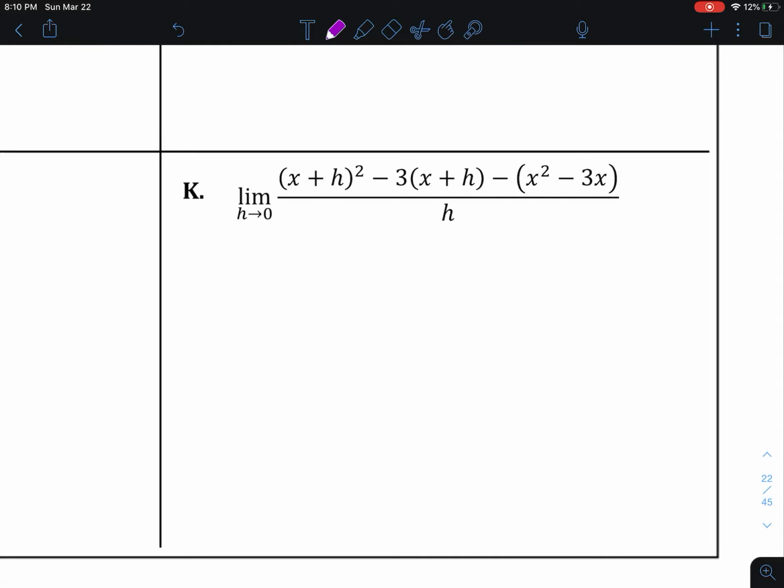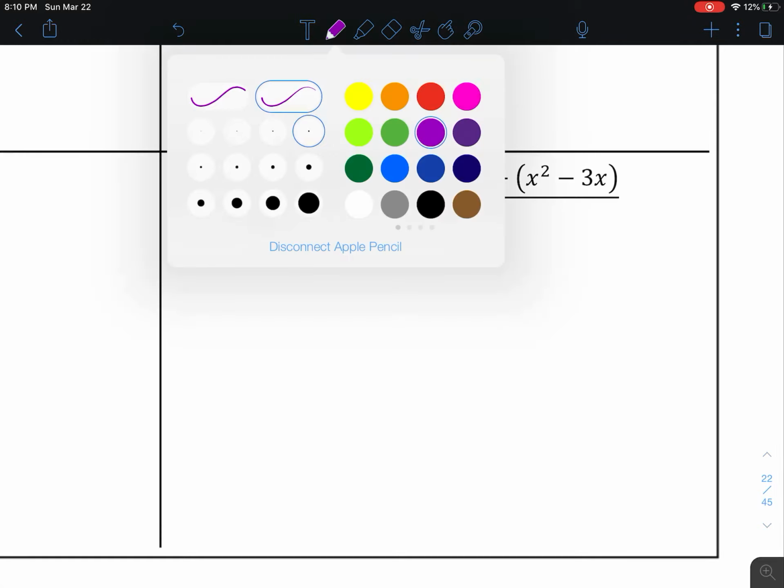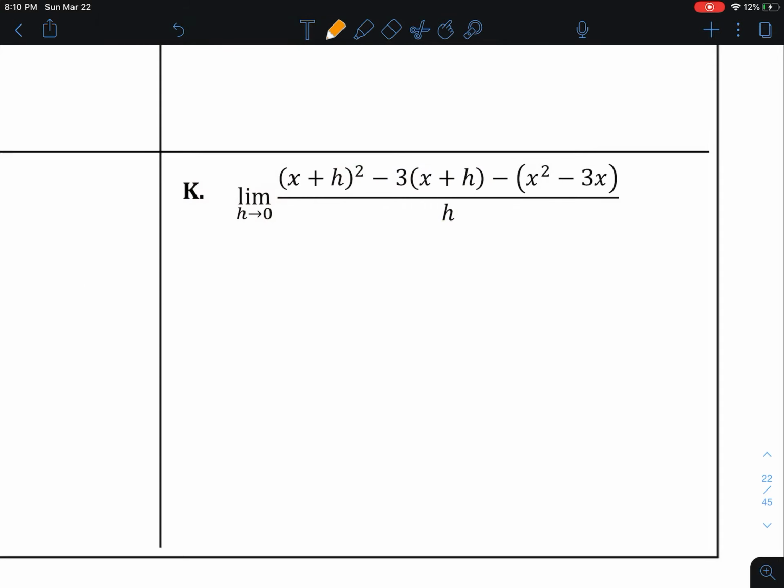So I'm going to take a couple seconds to go over problem K from today's assignment. It's nothing you've seen, parts of it you've seen before, but I think now that we're adding limits into it, it's a good time to talk about what this actually is. So you guys will know, I'm going to highlight it in pink. This hopefully looks familiar. It's what we call in Precalc the difference quotient.